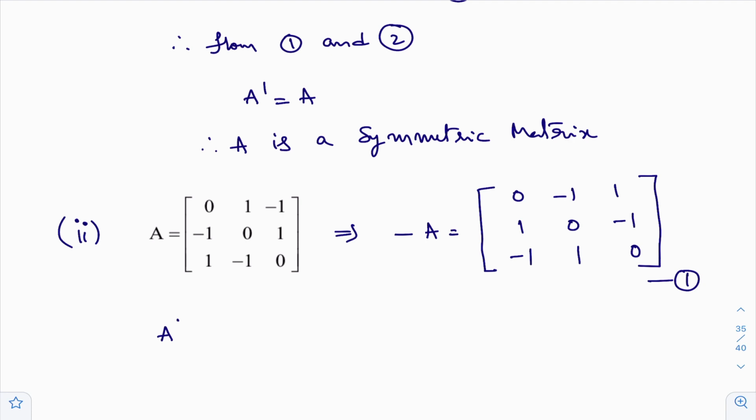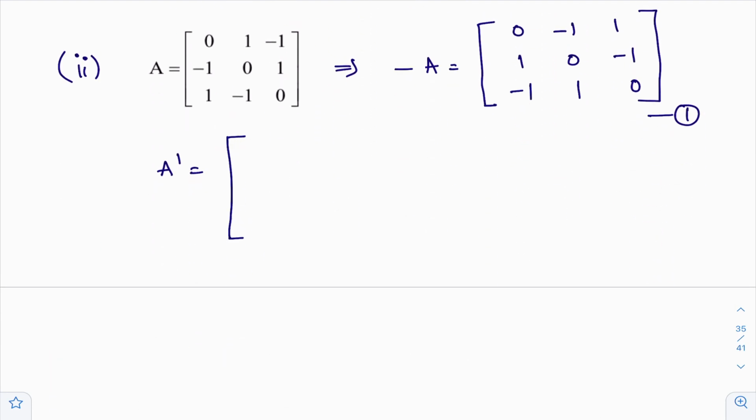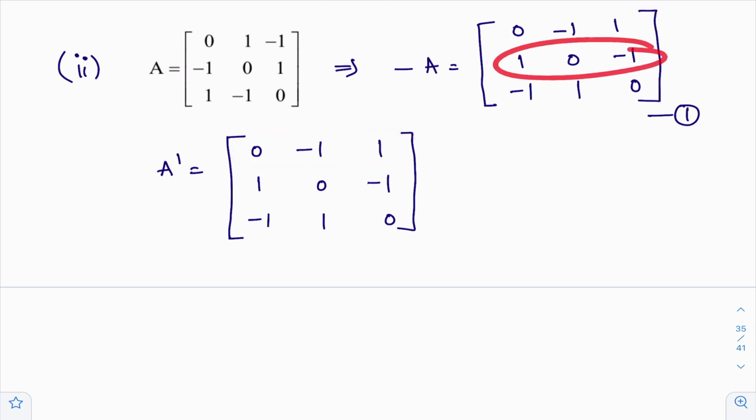I'll calculate A transpose. How to calculate A transpose? Very simple. Here, the first row you write as a first column: 0, 1, minus 1. This is the second row, write it as a second column: minus 1, 0, 1. This third row, write it as a third column: 1, minus 1, 0. You observe here, minus A: 0, minus 1, 1, 1, 0, minus 1, minus 1, 1, 0. Right? What you observe here, A transpose and minus A, both are same.